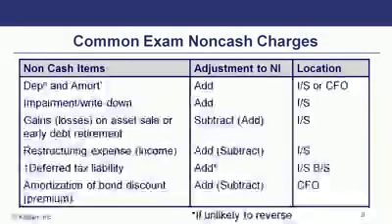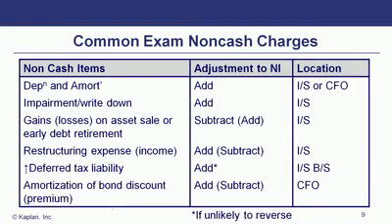So let's take a look here. Here are your non-cash charges. You have depreciation, impairment write-down, gains and losses on assets, restructuring expenses, deferred tax liability, which you would add back, and amortization of bond discount or premium. All right, so let's go through some of these that we would find. And notice they're in different locations, whether it be the income statement or the cash flow statement. So depreciation and amortization are non-cash charges, right? They don't represent cash. So you're going to add those back.